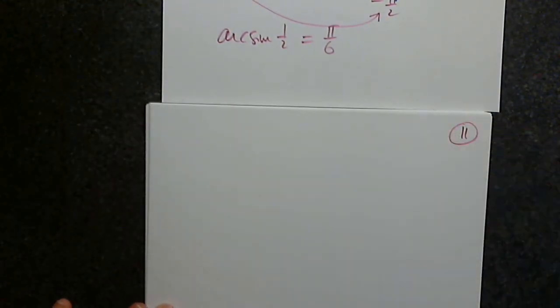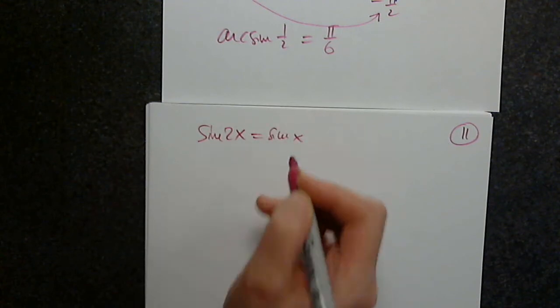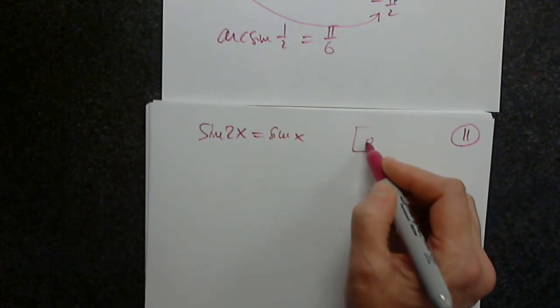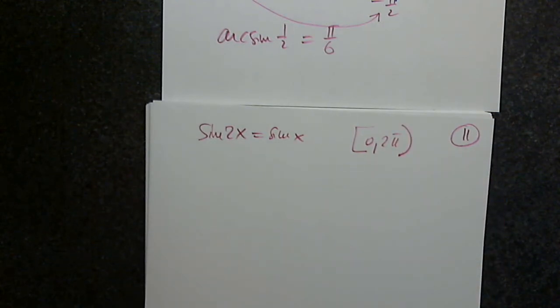Questions? Find all values of x such that sine 2x equals sine x. However, they only want between 0 and 2 pi. They don't want the infinitely many solutions. If the equation has infinitely many solutions, we don't want to determine them. We only want in one complete rotation, from 0 to 2 pi.